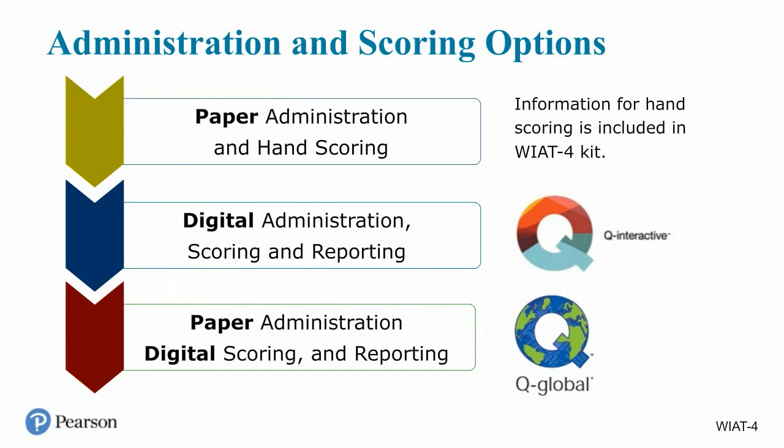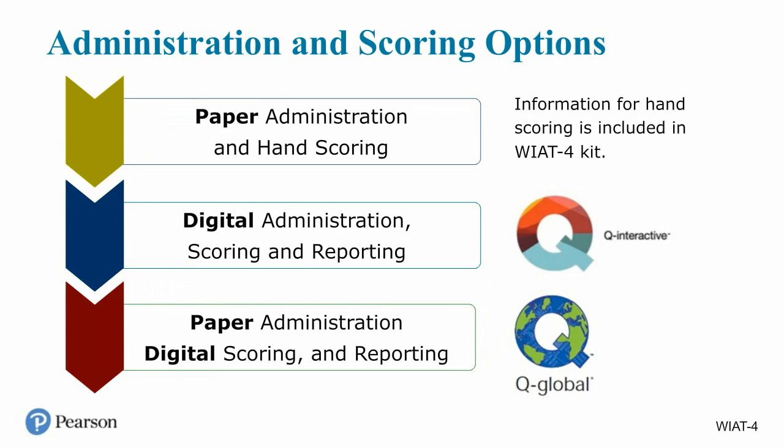The WIAT-4 offers paper administration and scoring and digital administration and scoring. Examiners can use paper administration and hand scoring using the materials in the WIAT-4 kit. Another option is digital administration, scoring, and reporting using Q Interactive, Pearson's iPad-based testing system for administration, scoring, and reporting. A third option is to use a combination of paper and digital methods. With this option, the examiner uses paper administration and then uses Q Global, Pearson's web-based scoring and reporting platform, for scoring and reporting.